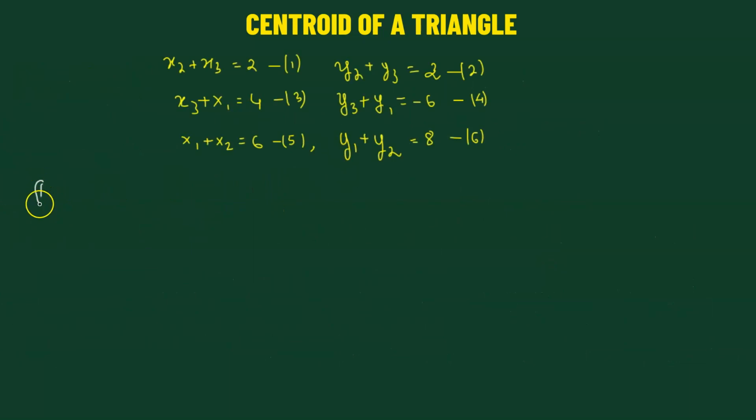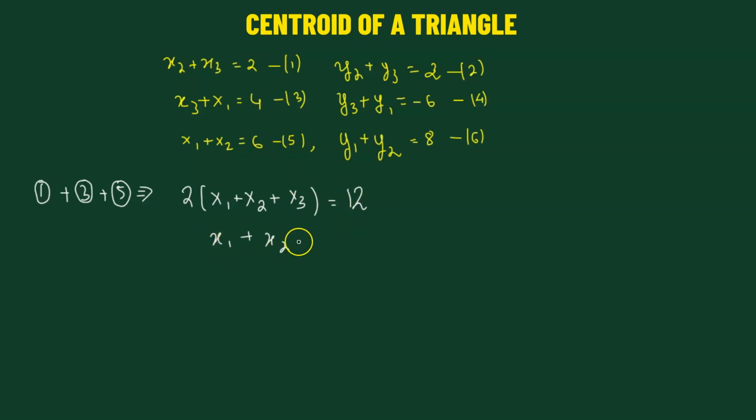We'll begin by first adding equation number 1, equation number 3, and equation number 5. Here we have x1 repeating twice, x2 also repeating twice, and so is x3. So we have 2 times x1 plus x2 plus x3 on the left hand side. This will be equal to 6 plus 4, that's 10, 10 plus 2, that's going to be 12. So we get x1 plus x2 plus x3. We're going to divide both sides by 2, that will be equal to 6. Now we'll divide both sides by 3, so x1 plus x2 plus x3 divided by 3 equals 6 divided by 3, that's going to be 2.